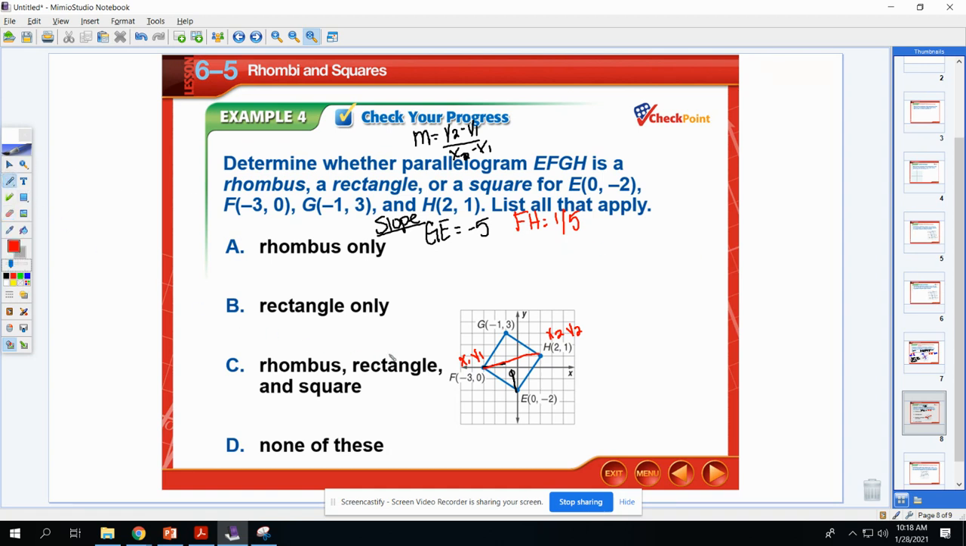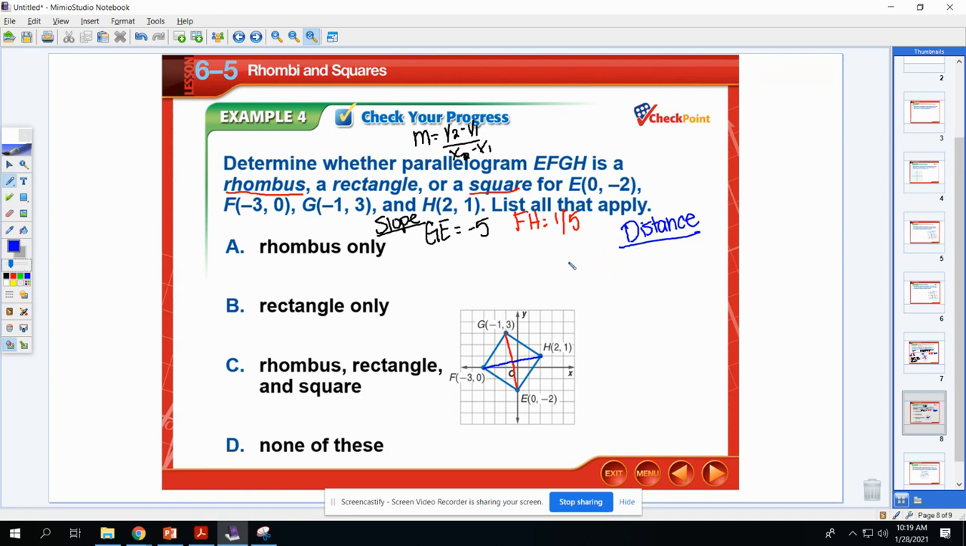So right now, I know that this could be either a square or a rhombus. Those are the two options, square or a rhombus. So let's go ahead and check now and see if our diagonals are congruent. If our diagonals are congruent, then this will be a square and a rhombus. But if our diagonals are not congruent, then this is just going to be a rhombus. So let's go ahead and find the distance here for our points.